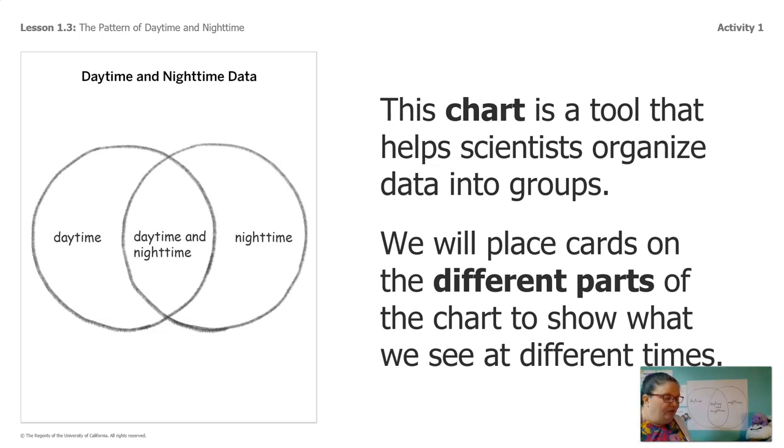So I've made a big chart, right, of our daytime and nighttime data, okay? I bet you might have used a chart like this before. We're gonna put everything that happens just in the day in this circle, and everything that happens just in the night in this circle, and anything that happens both in day and night, we're gonna put in the middle where those two circles overlap, okay? And then we'll be able to organize our data that way.